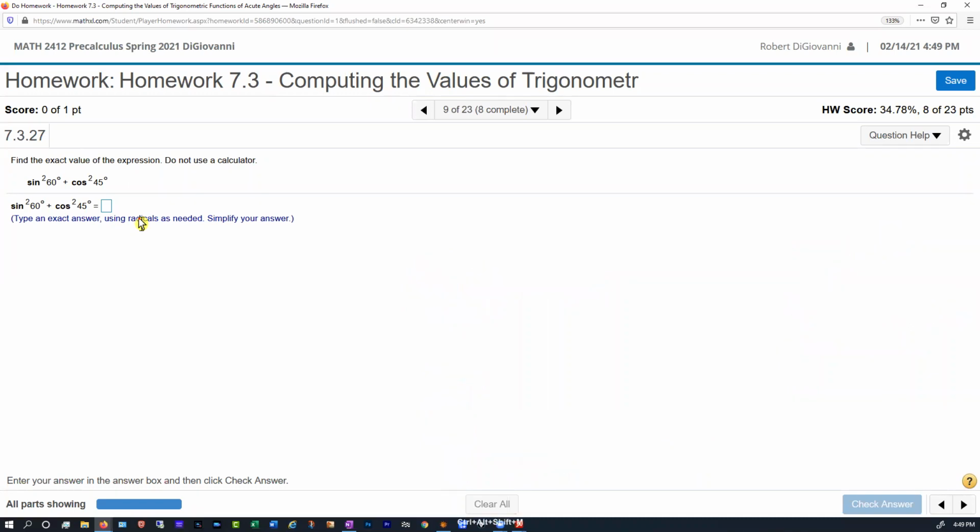Now this next one, you may be a little tempted because we have a Pythagorean identity, a very important one that says anytime you have sine squared theta plus cosine squared theta, you get 1. But for that to work, these two thetas must be the exact same thing. And in this problem, we have sine squared 60 degrees plus cosine squared 45 degrees. And since these two are not the same, we can't use the formula. So we're just going to have to figure out what these are.